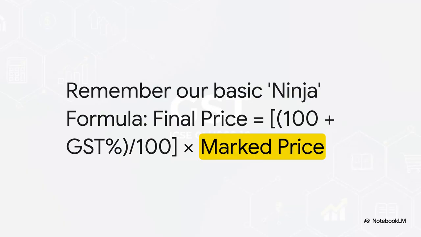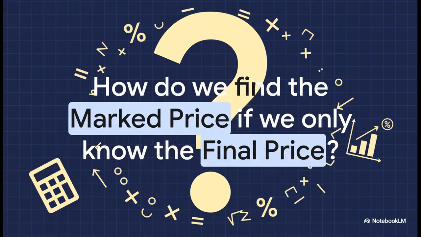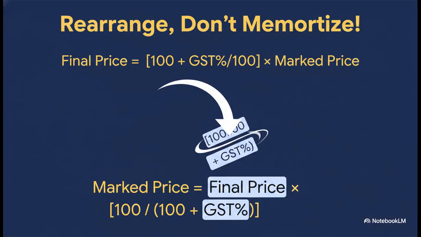Now, the secret to solving these isn't about memorizing a bunch of new formulas. No way! It's about using the one we already know and love, our basic ninja formula. It connects all the dots, the final price, the GST rate, and the marked price. So just think about it like a simple algebra equation. If you know the final price and you know the GST percent, how would you shuffle this formula around to solve for the marked price? You just flip the GST fraction and multiply it by the final price.